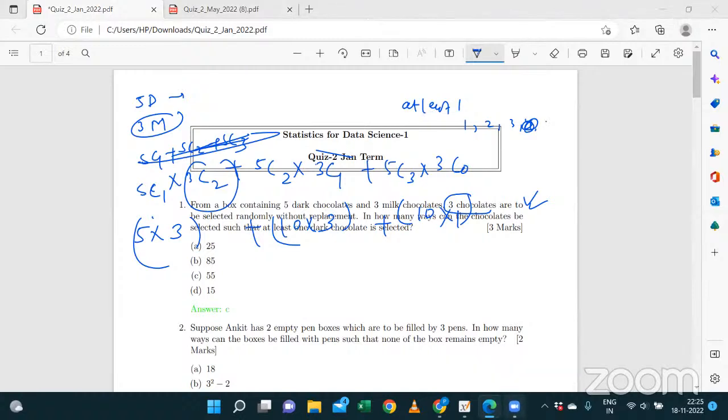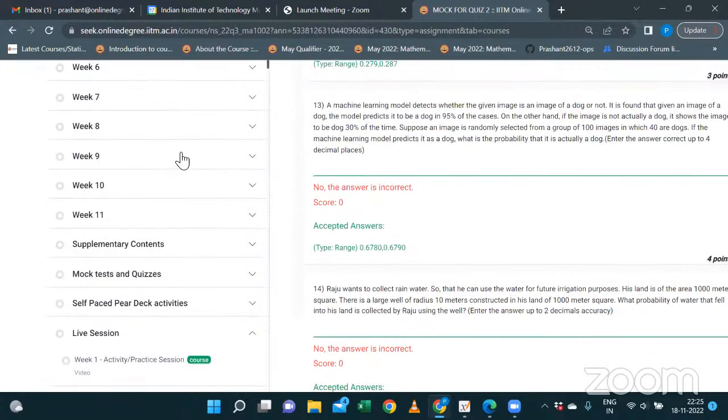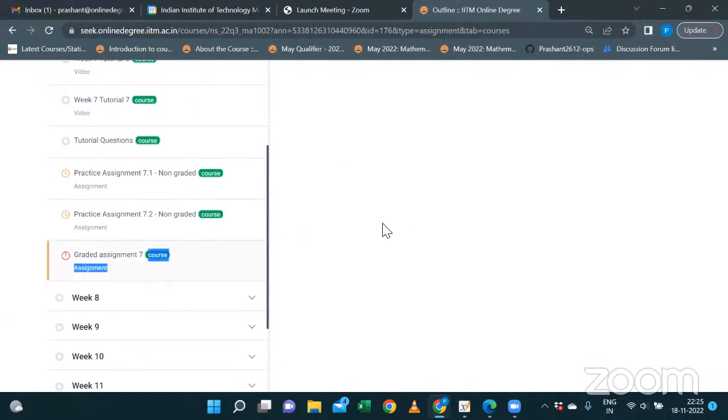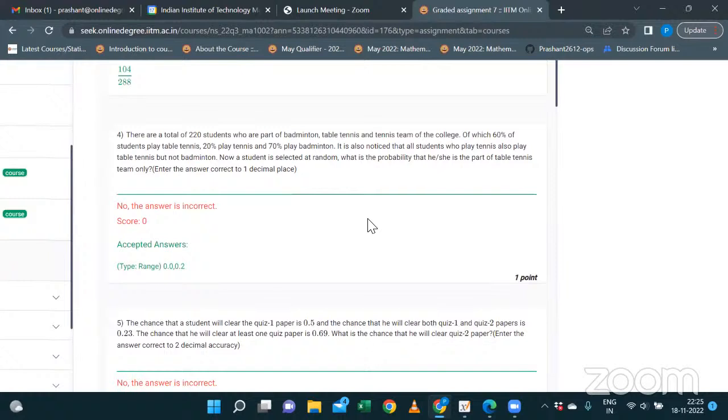Okay. Janvi, please ask. What is the graded assignment 7, week 7, fourth question? How did you approach this? So I made a Venn diagram, one for badminton and the other for table tennis. And then they said that all students who play tennis also play table tennis. But I am not able to solve it.